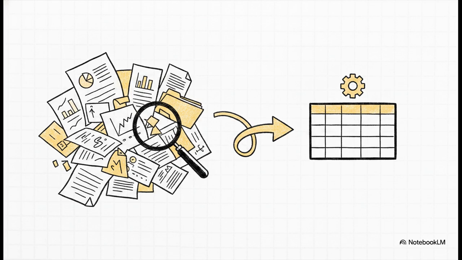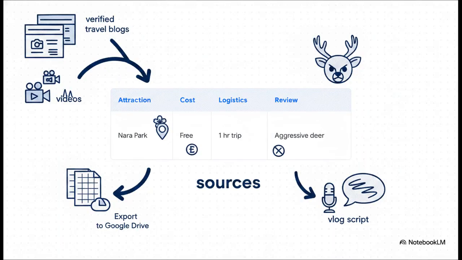Before we wrap, let's look at a totally different use case. Phase 5, organizing data for content. Sometimes you don't want to post, you just want the hard facts organized perfectly. With the data table feature, you can dump, say, a dozen verified travel blogs and videos about a trip to Japan into your sources and just ask it to output a clean table. It automatically pulls out specific verified details. It'll note that Nara Park is free, that it's an hour from Osaka, and it'll even give you a heads up that the deer there might be aggressive. You can then export this clean sheet straight over to your Google Drive to script out your vlog.